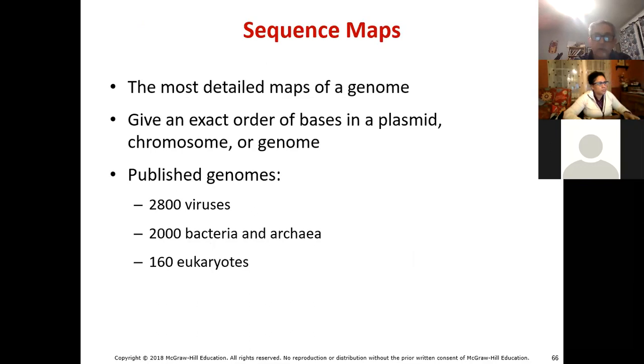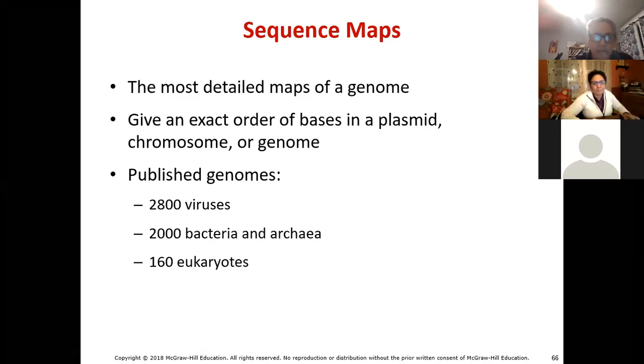Sequence maps are detailed maps of the human genome. It can tell you the exact order of bases in a plasmid, chromosome, or the genome. So far, 2,800 viruses have had their genomes sequenced. When COVID was first isolated in China, I think back in January or February, the Chinese actually published the sequence. I know somebody in my lab who downloaded the sequence, and I remember he was sitting in front of his computer going, oh, this virus has a lot of bat sequences in it.